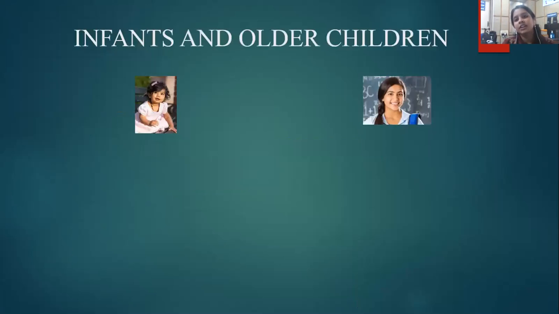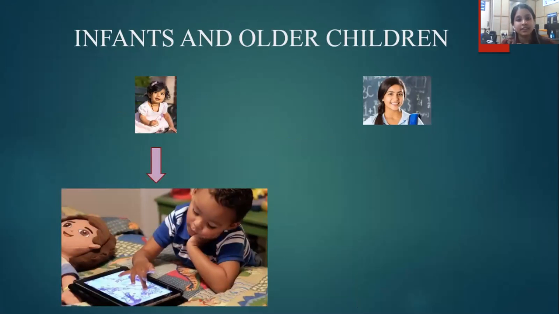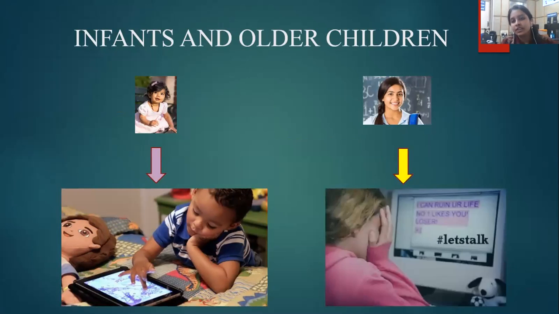The reaction might be different in infants and older children. In infants, you can see that they are more attached to the phone. So their social skills are going to be at risk in this kind of condition, and their language abilities will also be delayed. In older children, you can see they're more susceptible to vulgar language or abuse that they might get through social media usage.